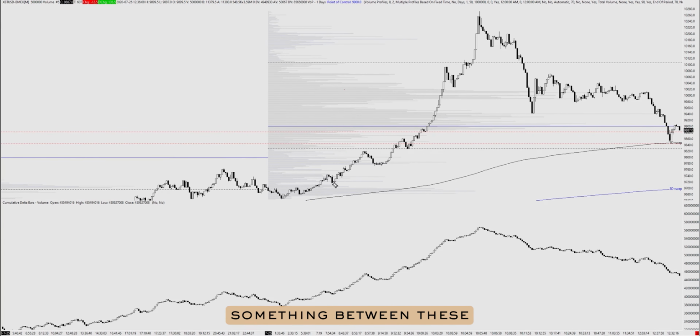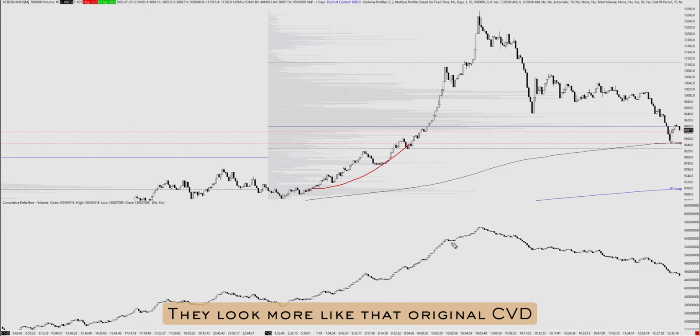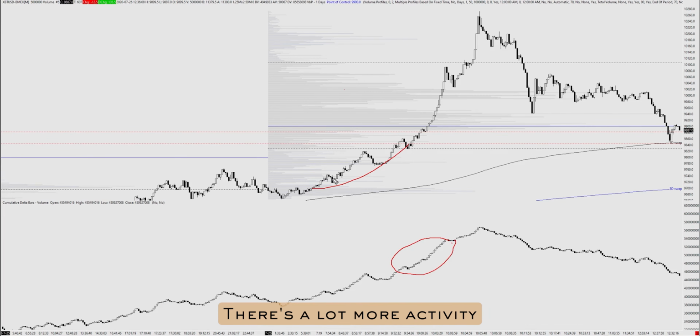So notice something between these candlestick sizes. They look more like that original CVD. There's a lot more activity leading up to this with directional conviction. So we see that price is on its way up, but it's not that it's on its way up covering a range because there's a lack of liquidity. Instead, we're printing a lot of candlesticks in this move up.